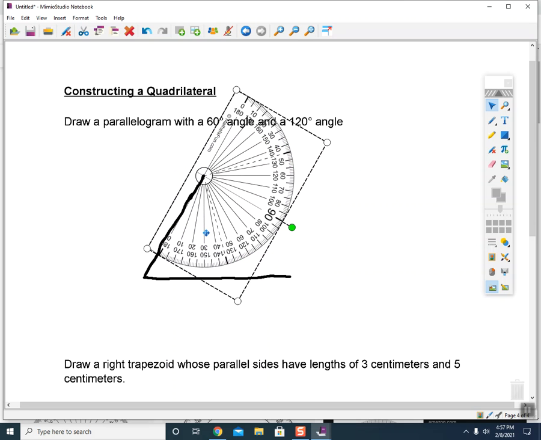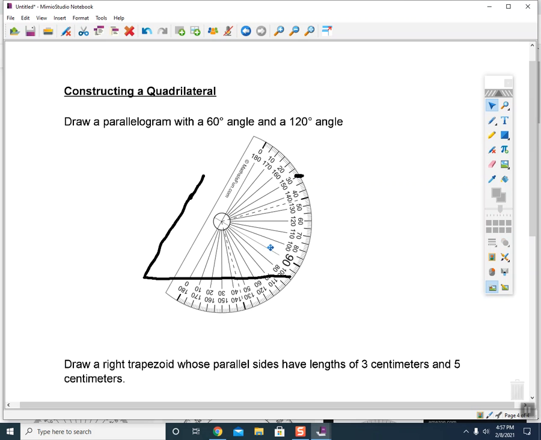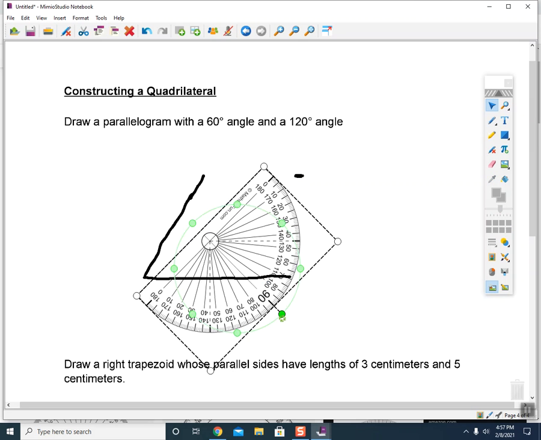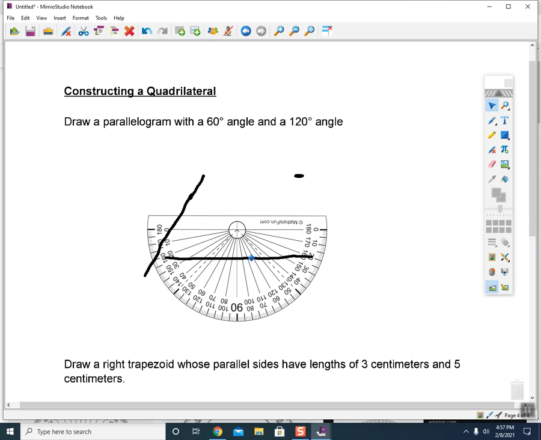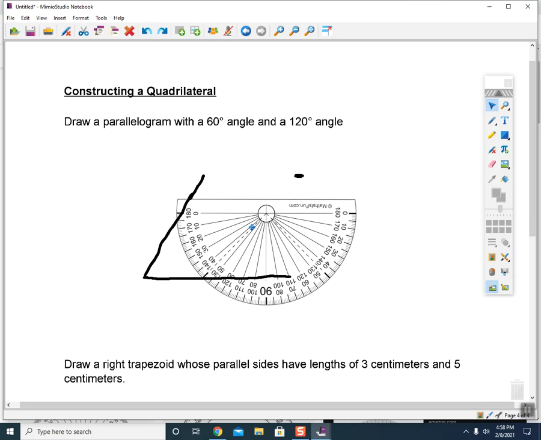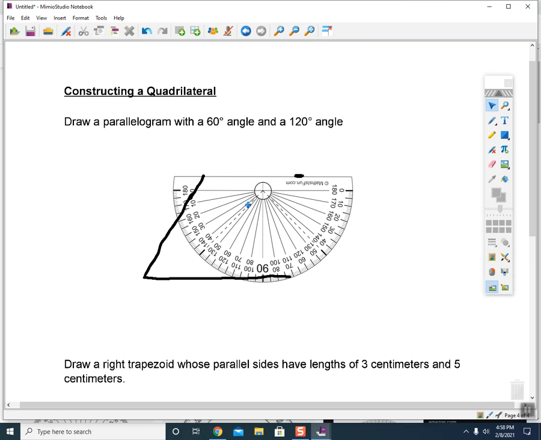This is not going to be great. Okay. So I need a 120-degree angle. So that looks like it's going to fall right about here. So now I'll take my protractor, rotate it. Oops, oh no, undo. We're going to line it up as good as we can and connect those two dots.